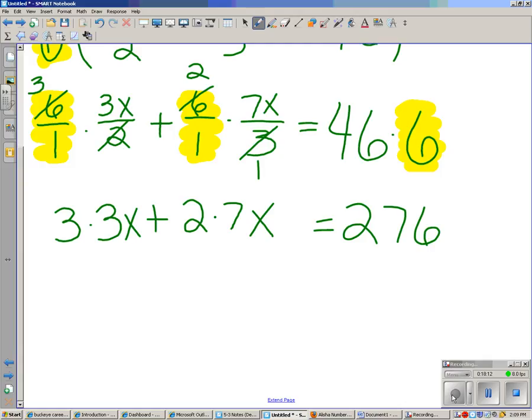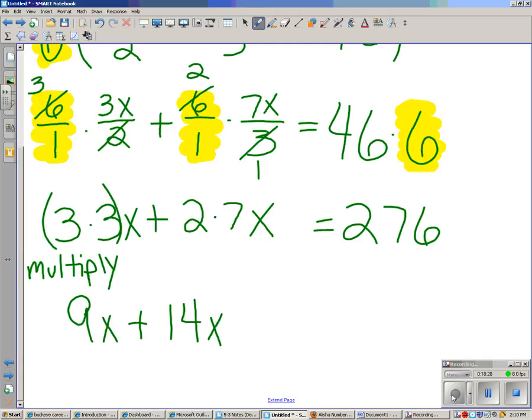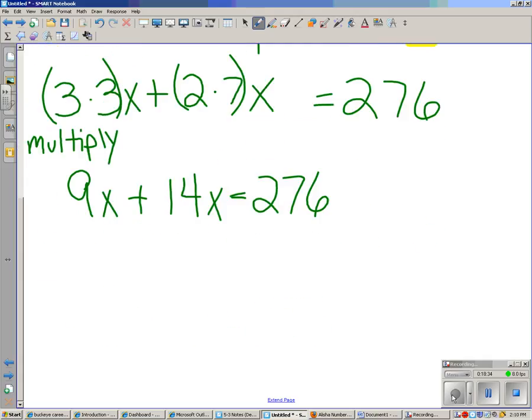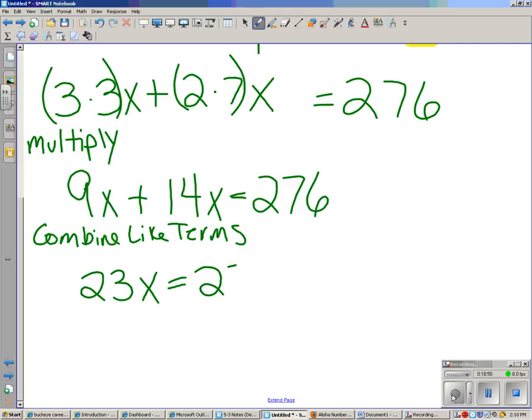Yeah, but first I want to multiply. Okay? Do all your multiplication first. So 3 times 3. Okay, I'm going to put that step in because this is a new step that we're adding. So I multiply 3 times 3 is 9x plus 14x, 7 times 2, equals 276. Now, what do we do? Combine like terms. Okay? 9x and 14x? 23x equals 276.